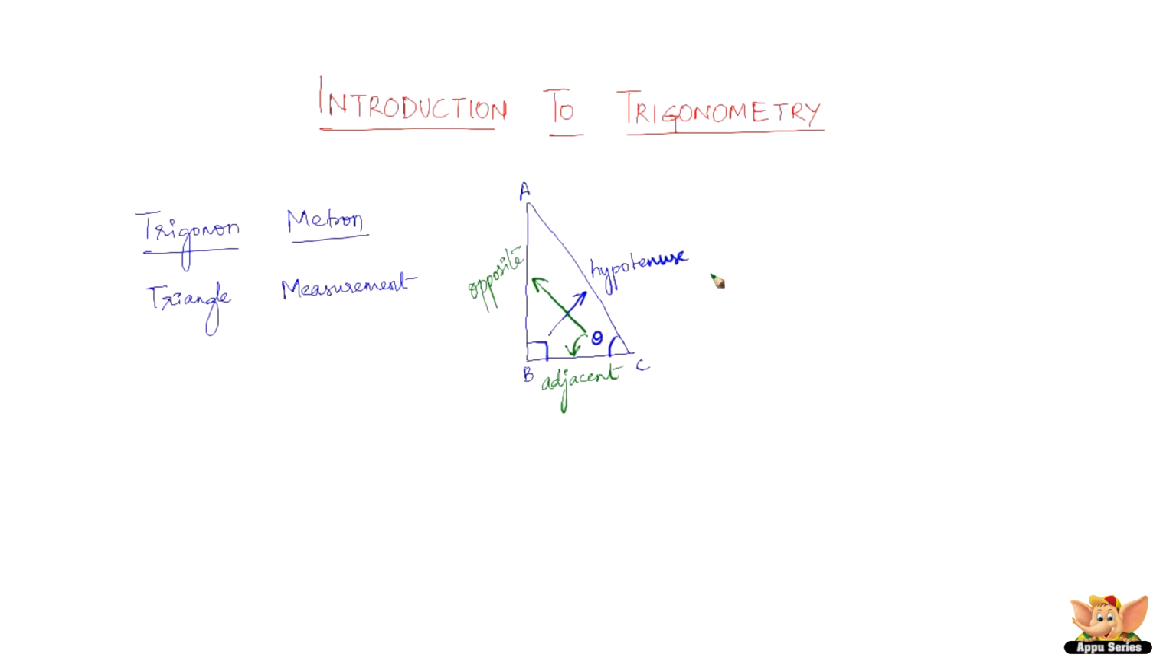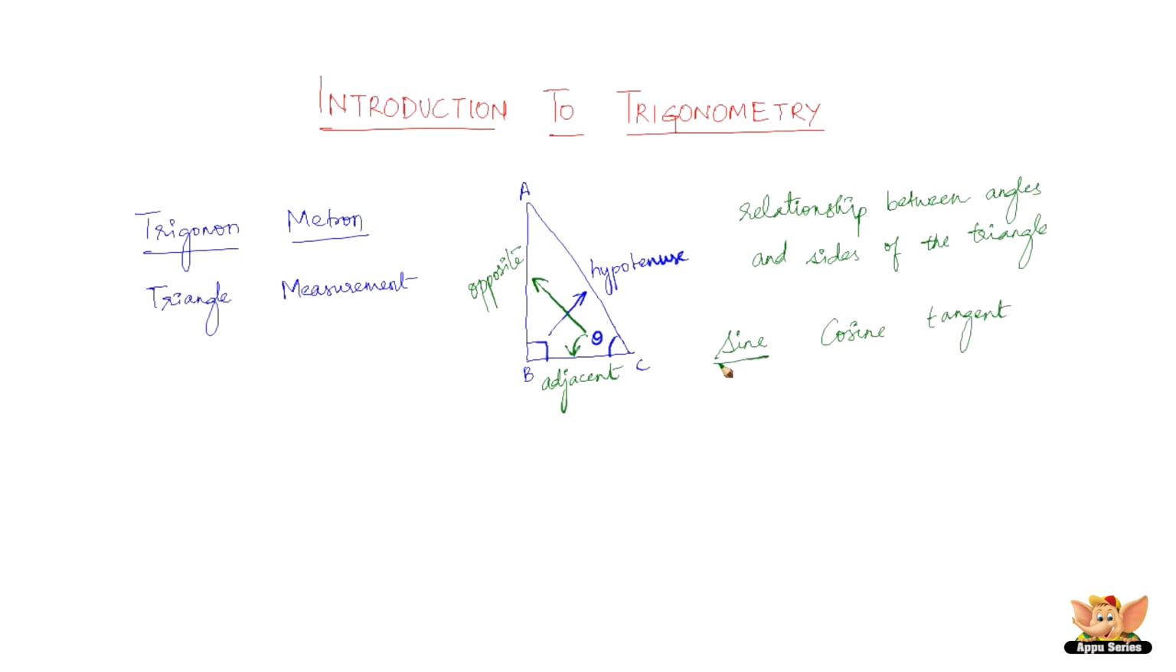Now, we've seen that trigonometry deals with right-angled triangles. But what else does it do? The major thing that it does in a right-angled triangle is establish a relationship between the angles and the sides. To establish a relationship between angles and sides of a triangle, three trigonometric functions are used. They're called sine, cosine, and tangent.